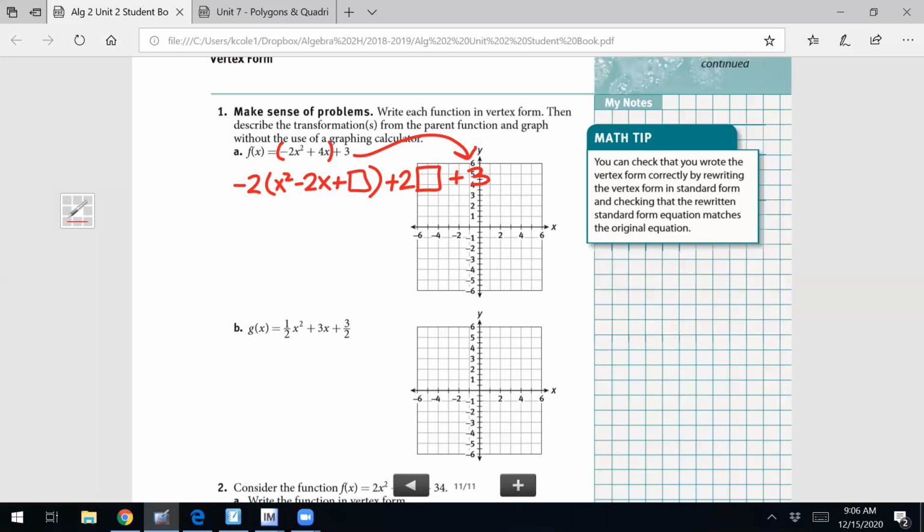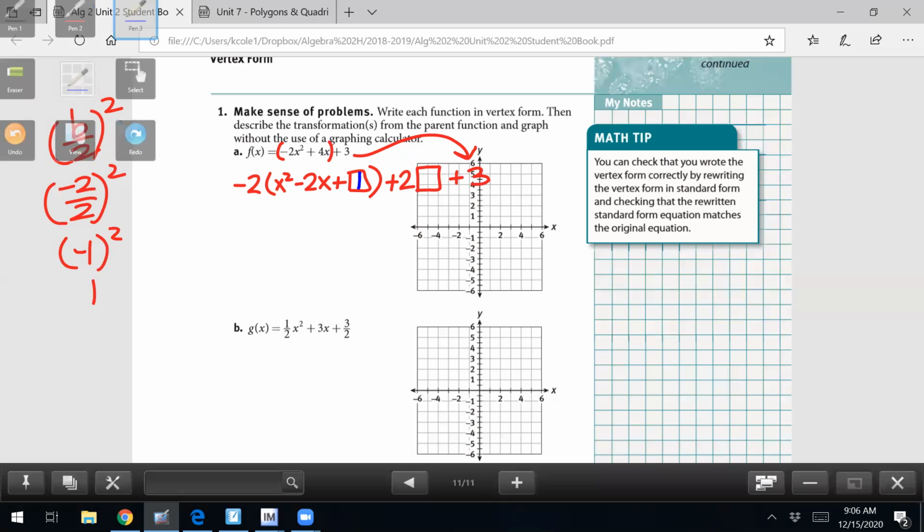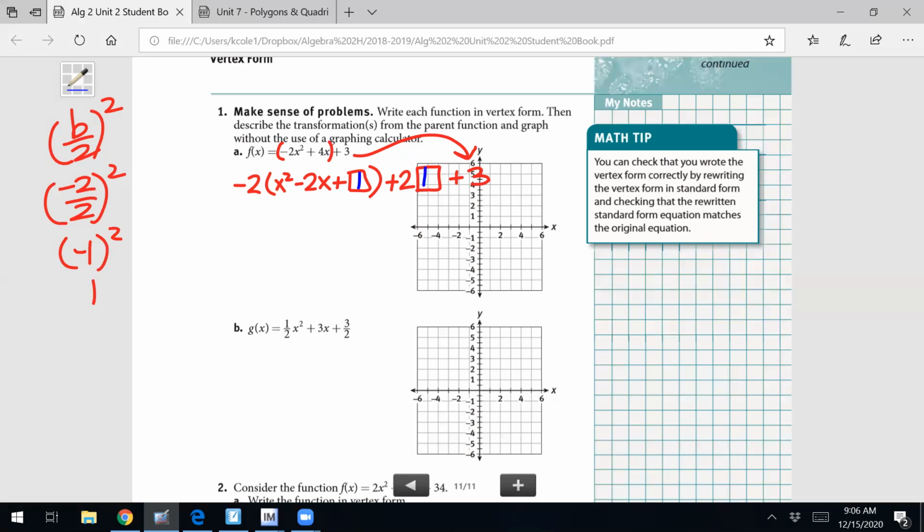Now we do the box. To get what goes in the box, we do b divided by 2 squared. In this case, what's b? So -2 divided by 2 squared. -2 divided by 2 is -1 squared is, so 1 goes in both of the boxes. Start here. 2 times 1, 2 plus 3. So this is plus 5.